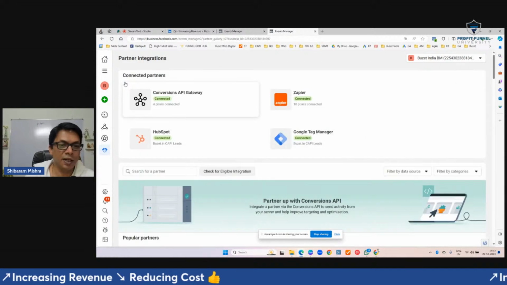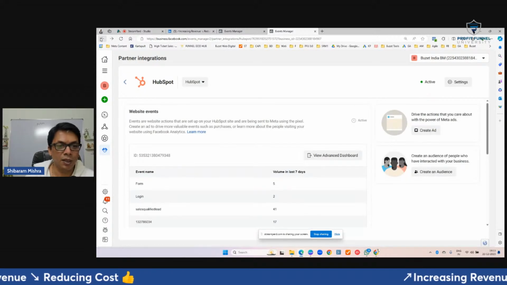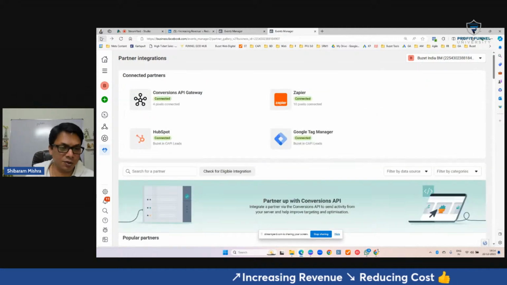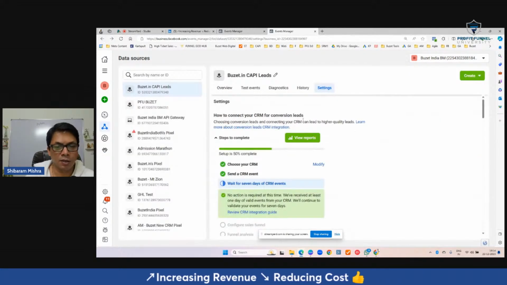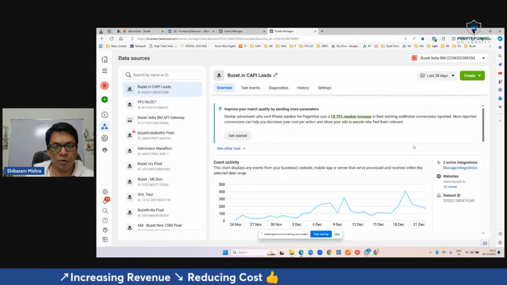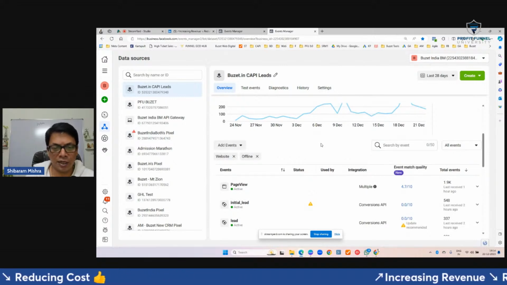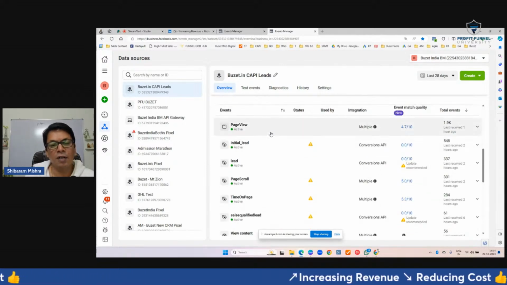Let us understand how it works, and how you can use this data to get more conversions at lesser cost. Let us look at the overview here. If you see, for the last 1.5 months I have been capturing data, and you get all kinds of information here.